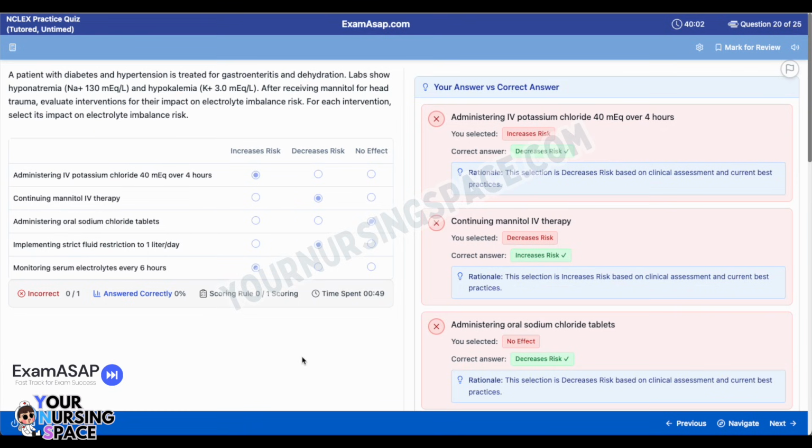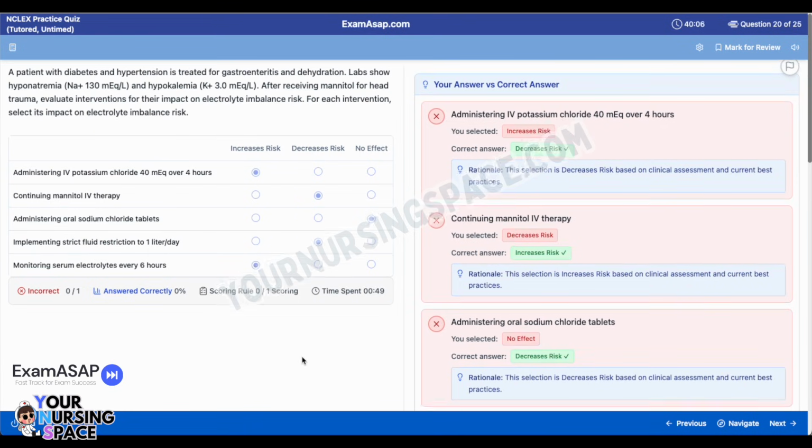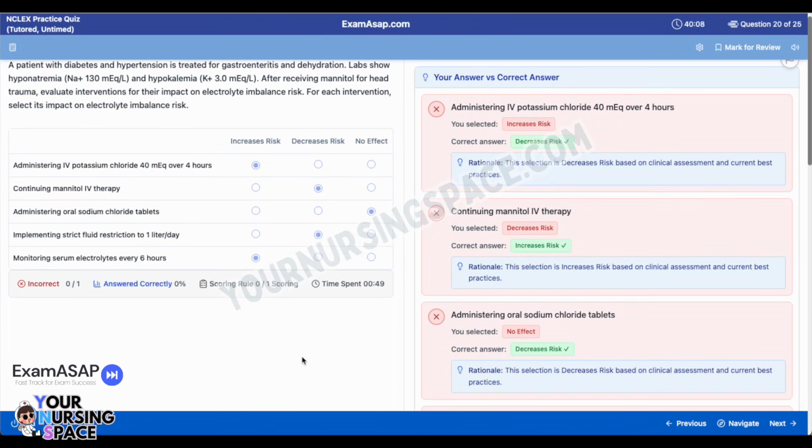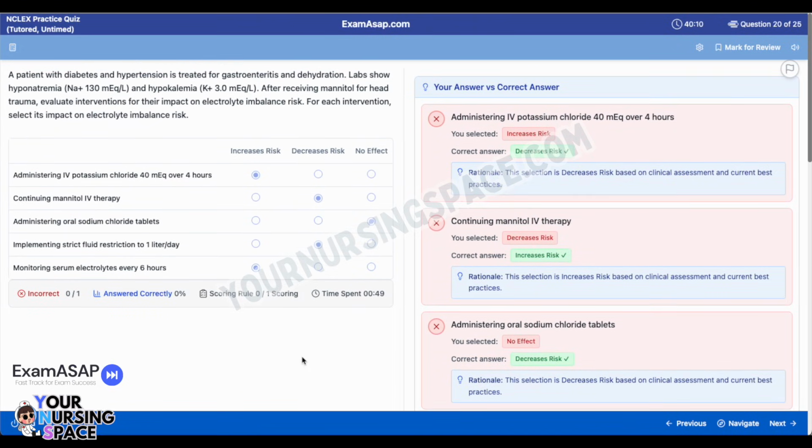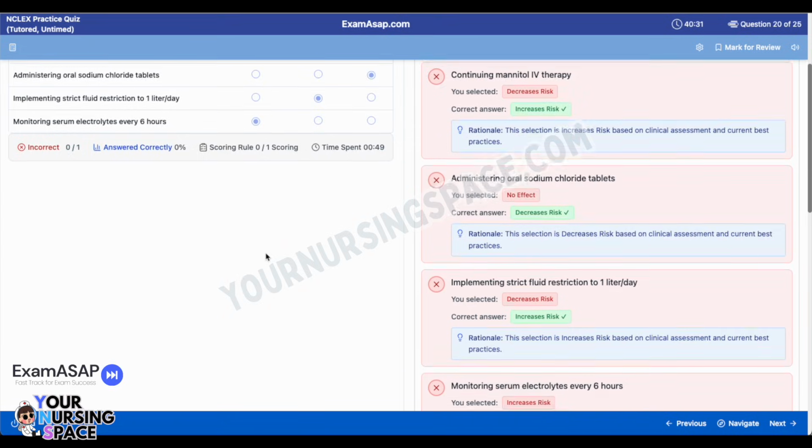Implementing strict fluid restriction to 1 liter per day increases risk, can worsen dehydration and electrolyte imbalances, increasing the risk of hypovolemia and renal impairment. Hydration Management Protocols 2023. 5. Monitoring serum electrolytes every 6 hours decreases risk, allows timely identification and correction of imbalances, preventing complications like seizures or cardiac arrhythmias. Critical Care Monitoring Standards 2023.